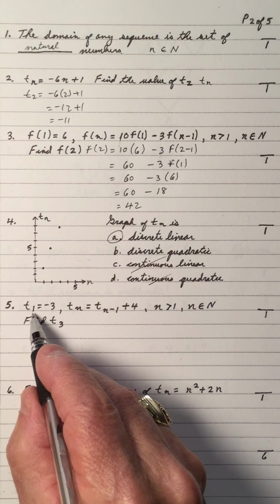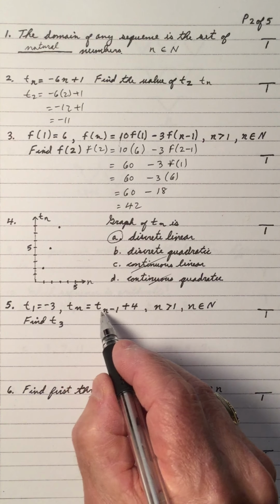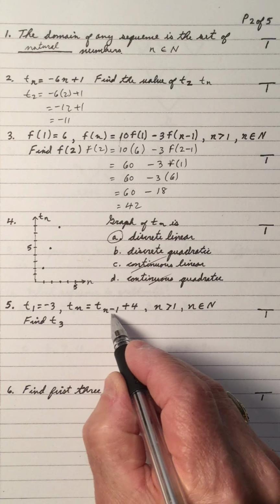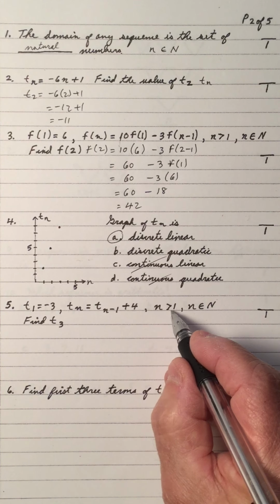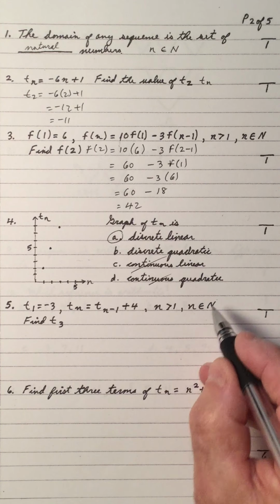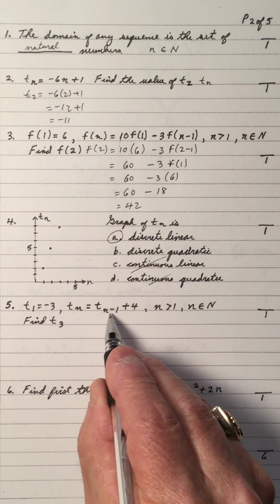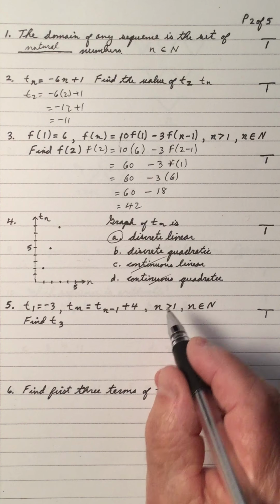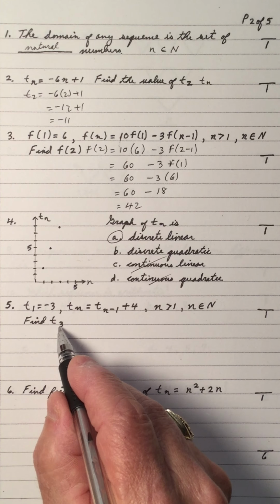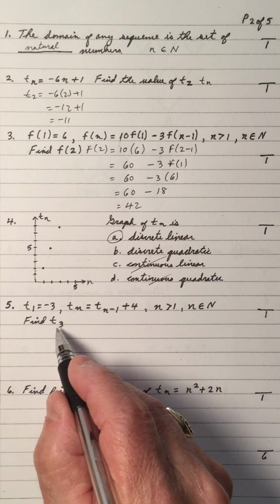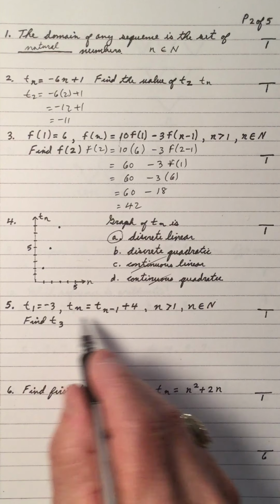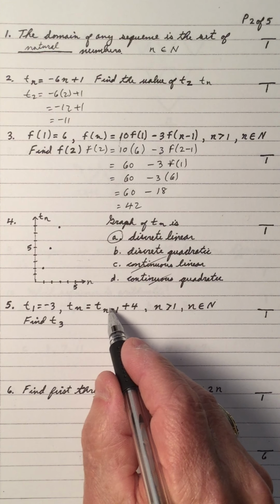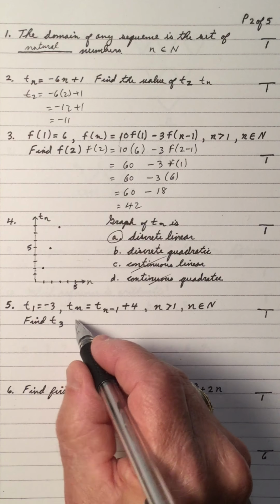Number 5, T1 is negative 3. Tn is T lowercase n minus 1 plus 4. N is greater than 1, where n belongs to the natural numbers. So notice n has to be greater than 1. That means n is natural numbers, so we're dealing with a 2. We got to find the t3. So this is the recursive expression. We can't find t3 because we don't have t2. So we got to put t2 in.